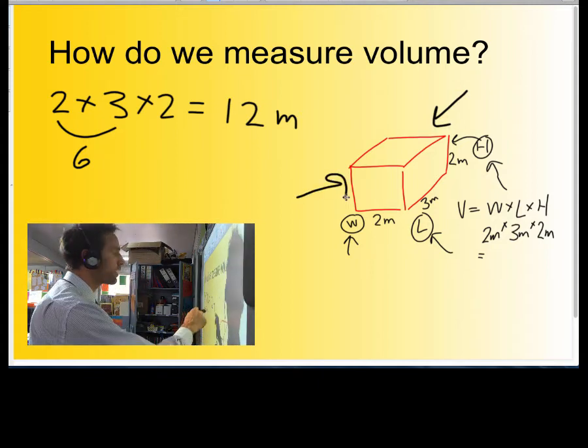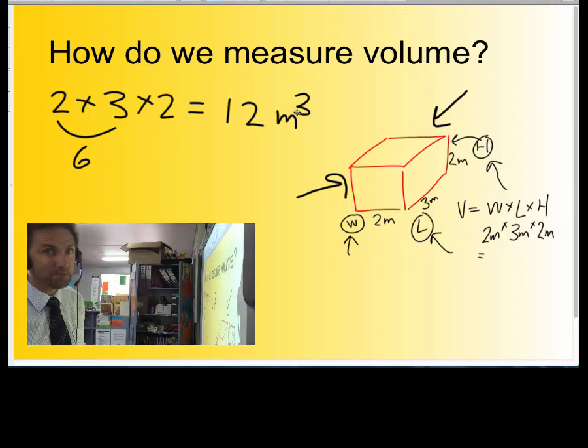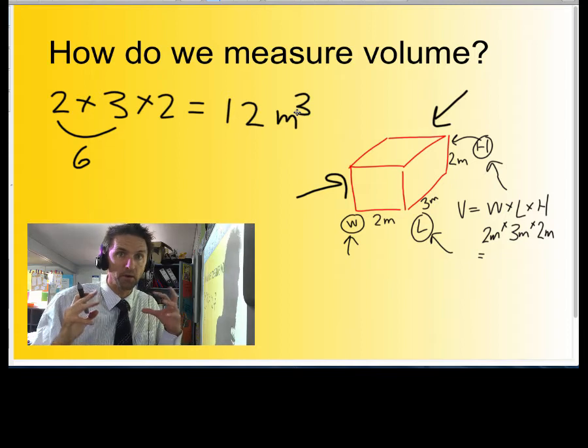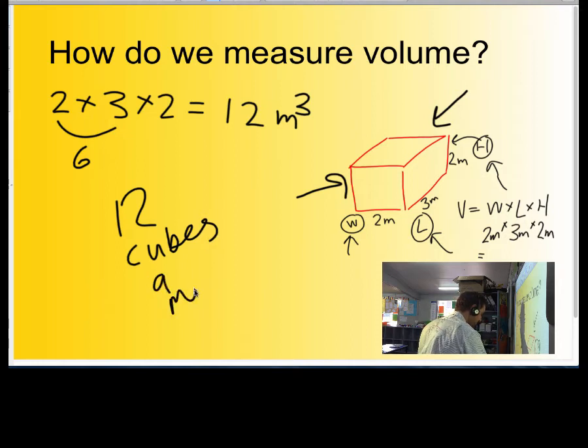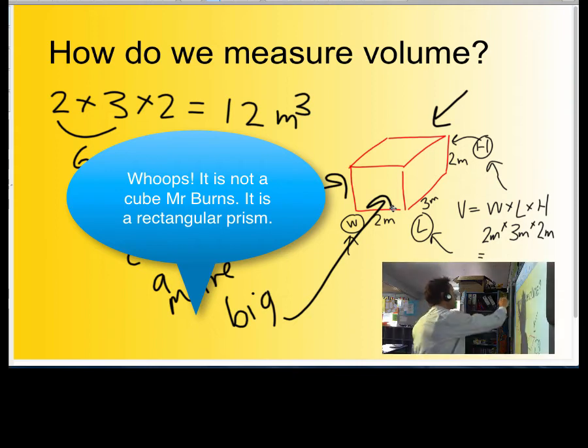So we say there is 12 meters cubed, which literally means that there are 12 actual cubes that are a meter big. There are 12 cubes that are a meter big inside this object here, which is pretty big if it's a 2 meter by 3 meter by 2 meter cube. Okay, let's have a go at one more perhaps.